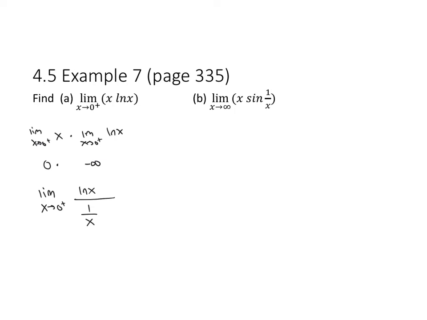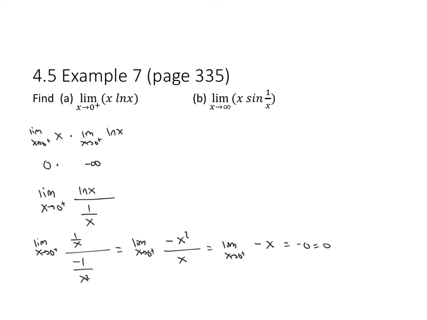So we can take the derivative of the numerator, which is 1 over x, and the derivative of the denominator is negative 1 over x squared. So let's simplify that, and I'm going to get the limit as x goes to 0 from the right of negative x squared over x, or the limit as x goes to 0 from the right of negative x, which is going to be negative 0, or just 0.